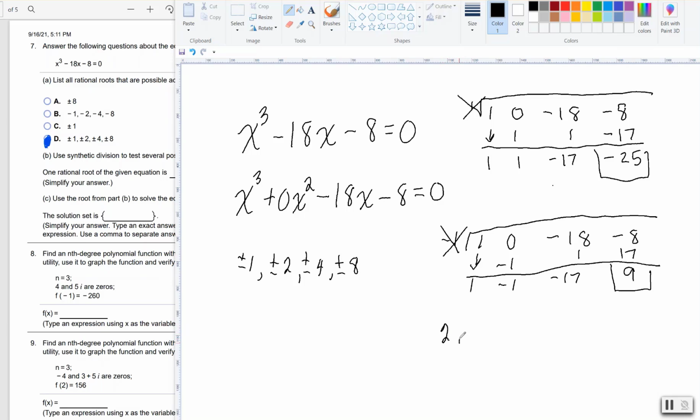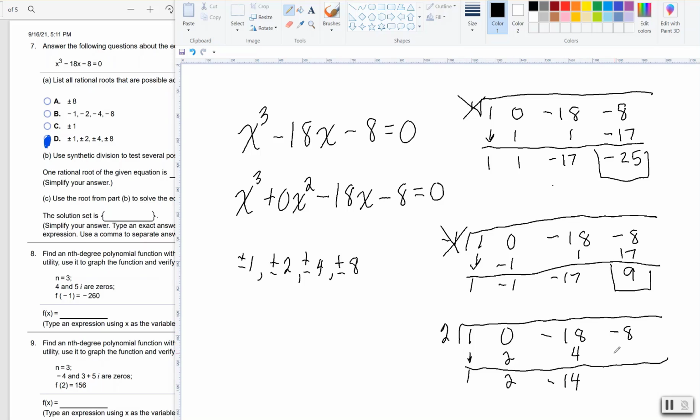Next I'll test 2. Outside is 2, inside 1, 0, negative 18, negative 8. Dropping down the 1, multiplying 1 times 2, adding 2, 2 times 2, 4, adding negative 14, 2 times negative 14, negative 28, adding negative 36. Since this is not a 0, this is not a root.